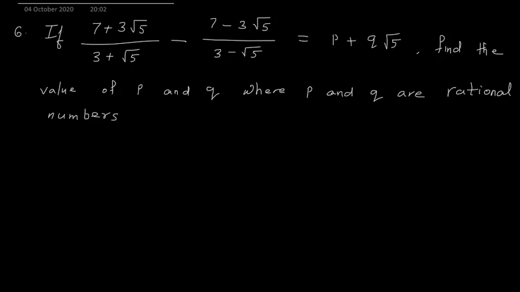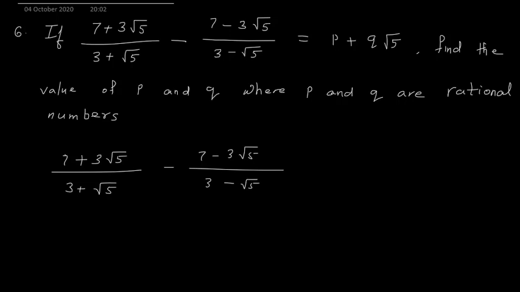Now let us see this sixth question. If (7 plus 3 root 5) upon (3 plus root 5) minus (7 minus 3 root 5) upon (3 minus root 5) is equals to p plus q root 5, then find the value of p and q, where p and q are the rational numbers. Okay, so this problem is not too different from the previous problems. Here 7 plus 3 root 5 divide by 3 plus root 5, minus 7 minus 3 root 5 upon 3 minus root 5 is equals to p plus q root 5.